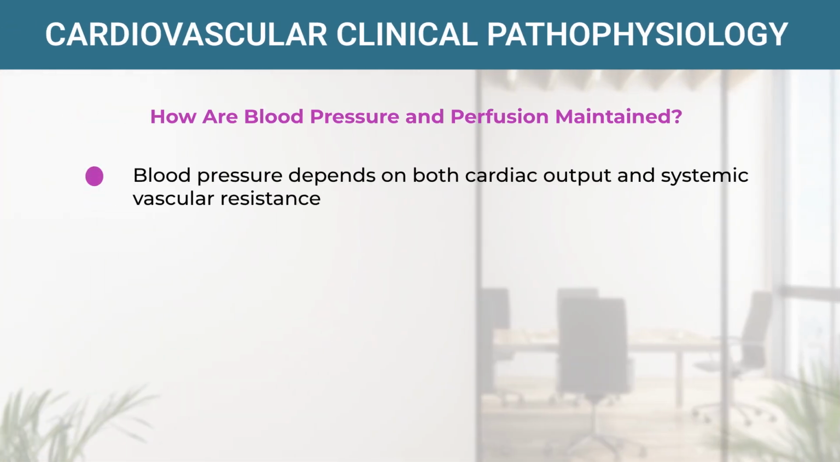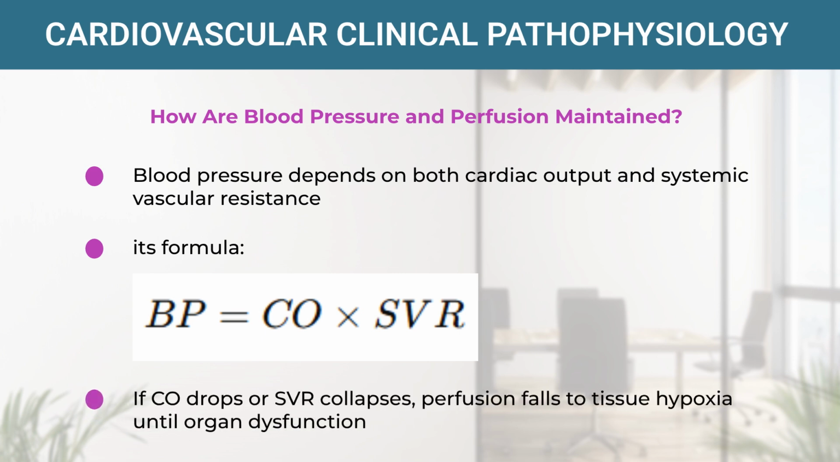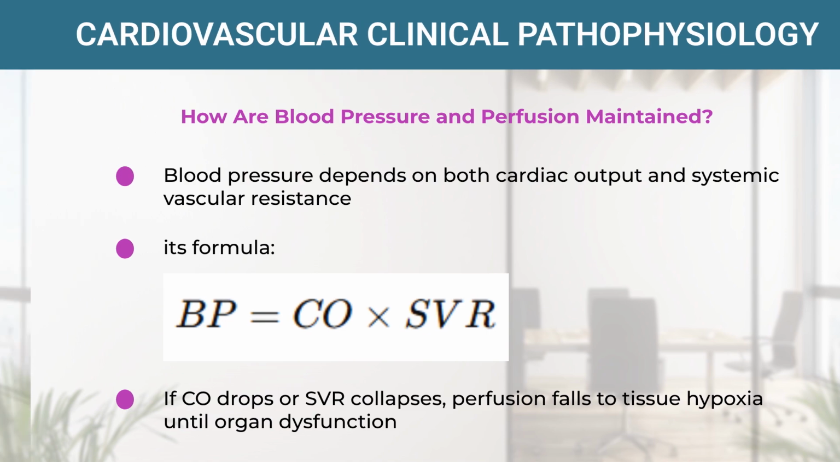Blood pressure depends on both cardiac output and systemic vascular resistance. Its formula is blood pressure equals cardiac output multiplied by systemic vascular resistance. If cardiac output drops or systemic vascular resistance collapses, then perfusion falls, leading to tissue hypoxia and then organ dysfunction.